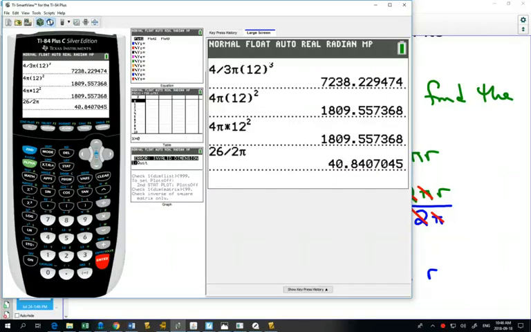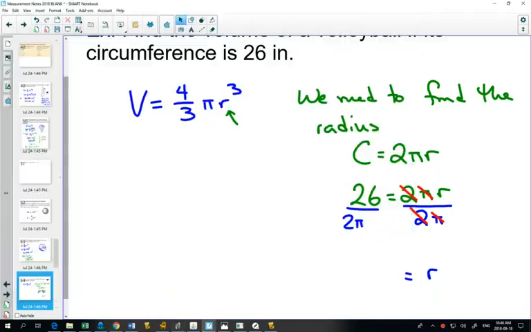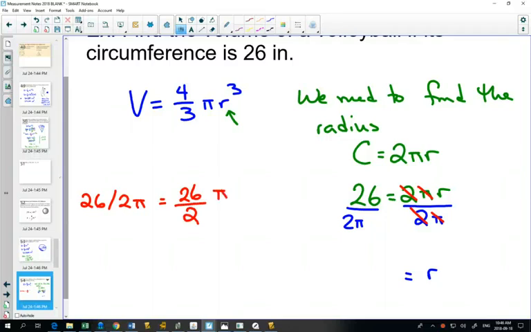What the calculator is doing here is it does order of operations, and it goes from left to right. So it does 26, divides by 2, gets 13, and then multiplies by pi. So what I actually typed in on my calculator is 26 divided by 2 multiplied by pi. The problem with that multiplied by pi is that it has it on the top, not on the bottom.